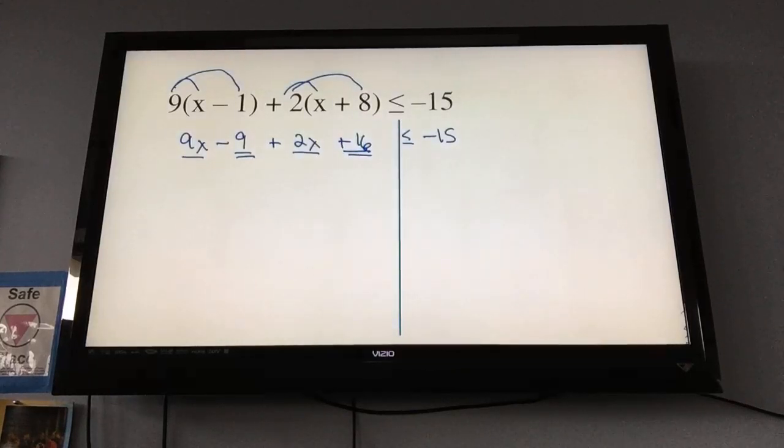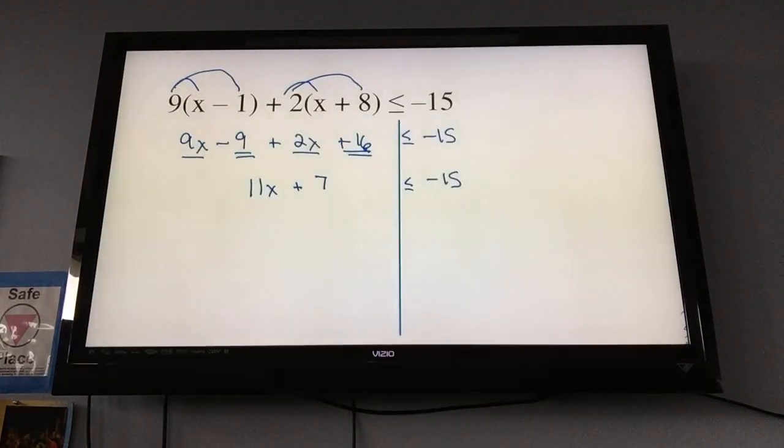So the 9x and the 2x, 9 plus 2, 11. And when I'm combining these next numbers that I have underlined, again, I'm just gonna beg you that if you're not confident and you're adding and subtracting, multiplying, dividing, positive, negative numbers, use a calculator. So negative 9 plus 16, 7. Positive 7, less than or equal to negative 15.